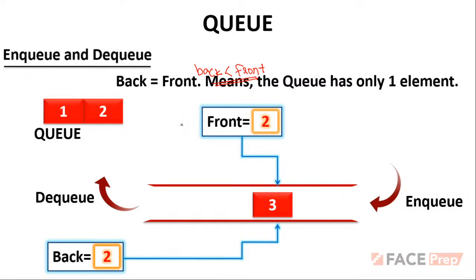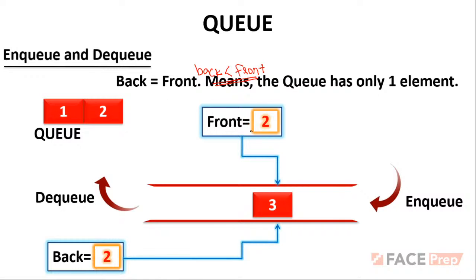Now check whether back is less than front. No, back is not less than front. Both are equal, so it doesn't satisfy the condition. But it satisfies one more condition, that back and front are equal. So when back and front are equal, we can say that the queue has exactly one element.